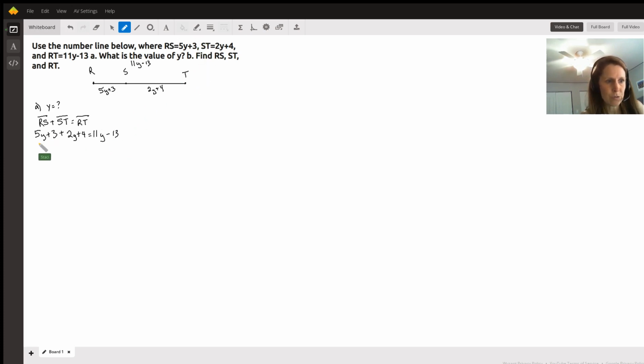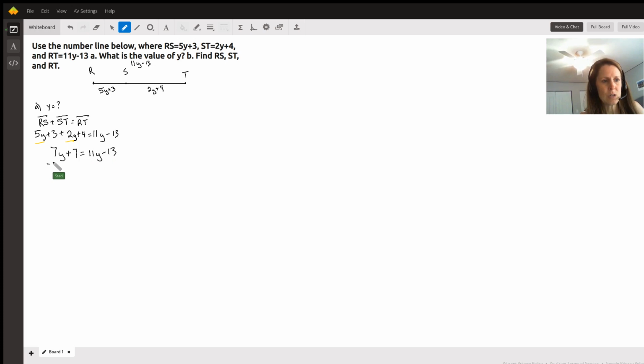We will first group our like terms together that are on the left. So 5y plus 2y is 7y. And then we'll work on our constants. So positive 3 plus positive 4 is 7. We add that together, and then that is going to equal what's on the other side of the equal sign, which is 11y minus 13.